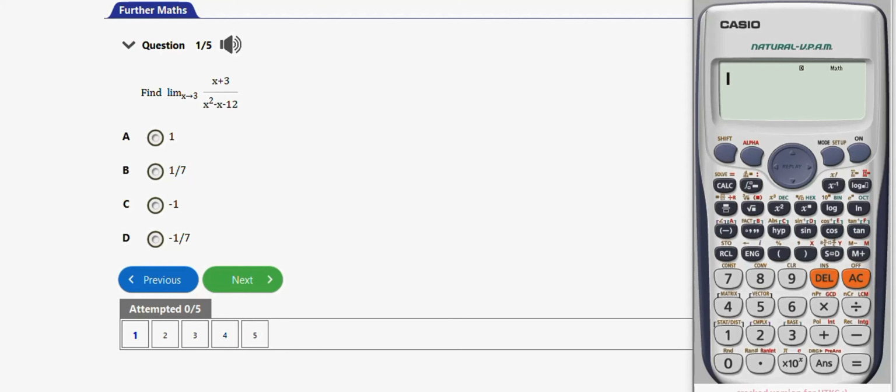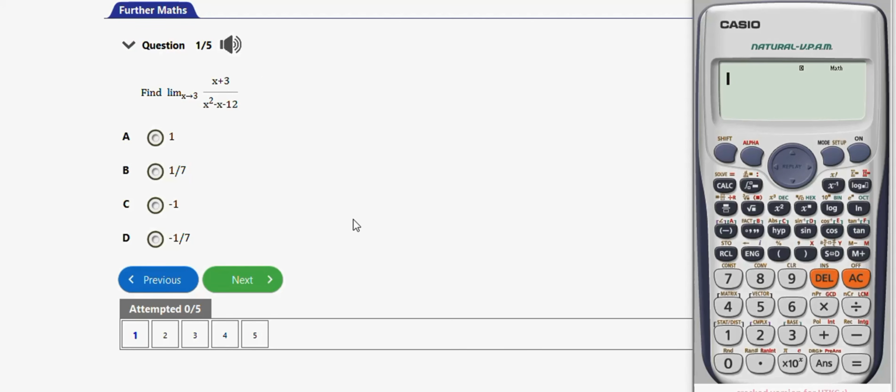We will not be learning how to solve it manually, but how to use the calculator to solve it fast, which is allowed in your math. Scientific calculator is allowed. So let's get started. The first question here says find the limit x tending to 3 for the function to be this. So use the calculator.